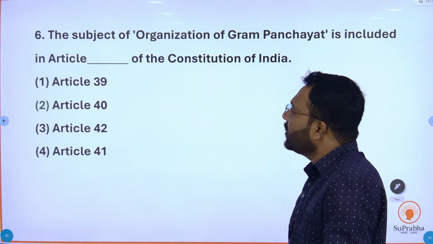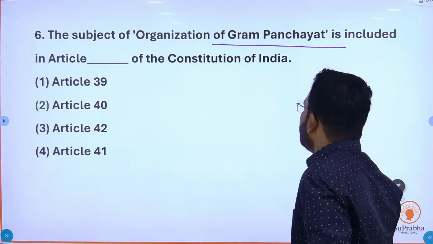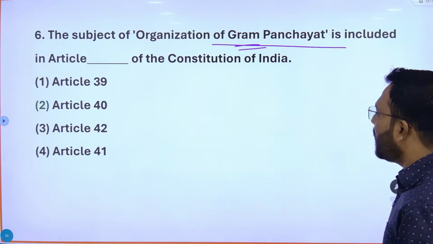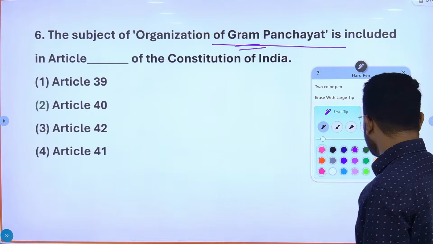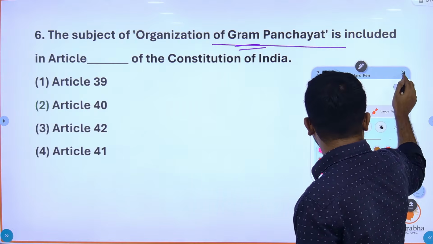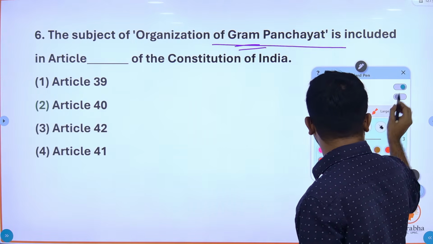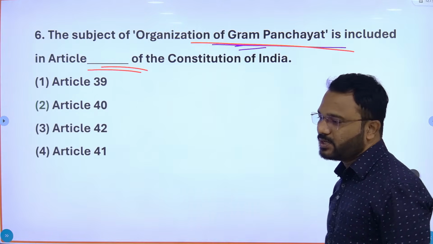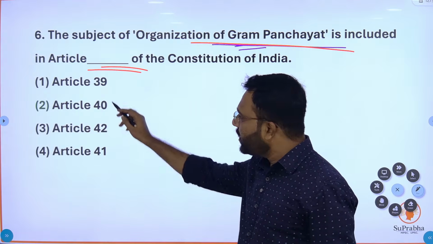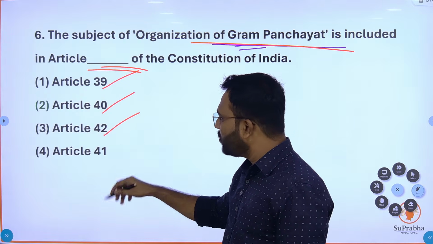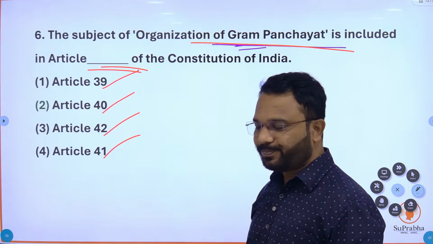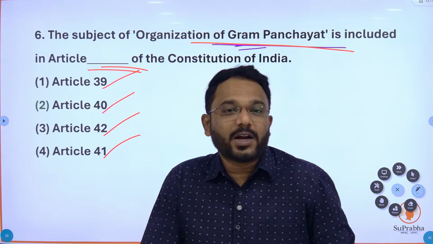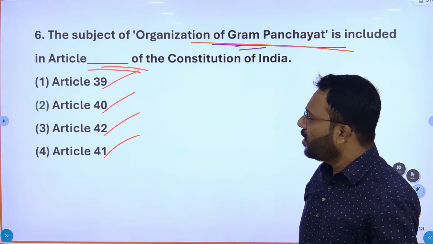So the next question is on the subject of organization of Gram Panchayat. Organization of Gram Panchayat is included in Article dash of the Indian Constitution. Which of the following articles talks about the organization of Gram Panchayat? The options are Article 39, Article 40, Article 42 and Article 41. Think, which is the answer?